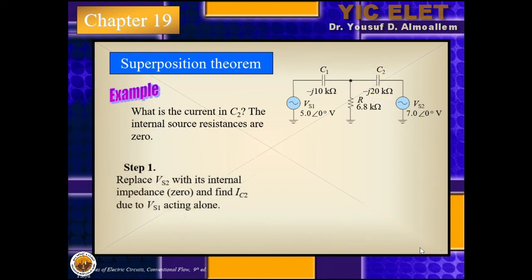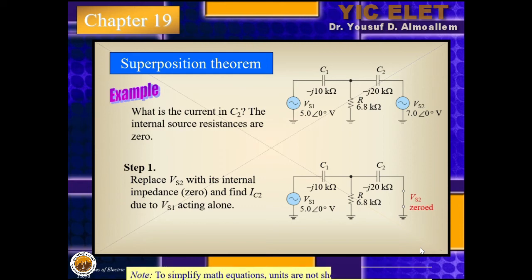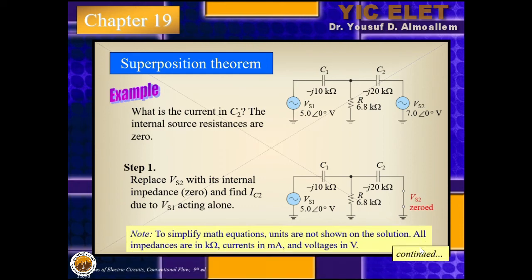Now the first step is to switch off all sources except one of them. So I picked this source and made it on, and switch off all other sources. This is the other source and I switch it off, and switching off a voltage source means I have to replace it with a short circuit. So the first step, I have to draw this circuit when I switch off all other sources.